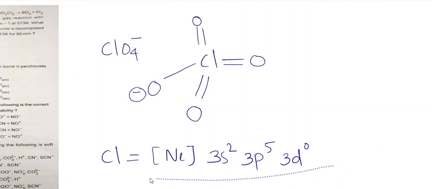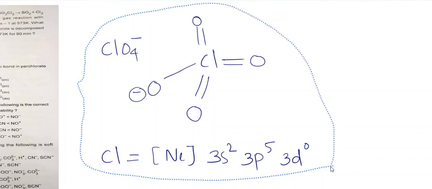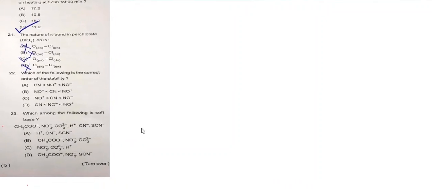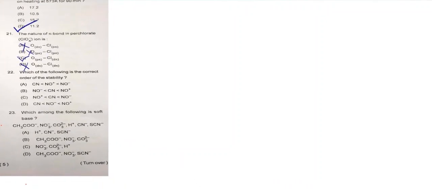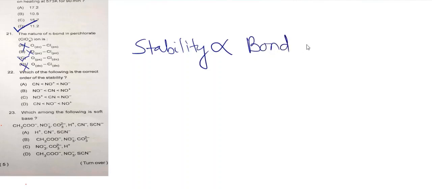Question number 22 is also a very basic and common question from chemical bonding. Which of the following is the correct order of stability? Here stability is asked, and we know that stability is directly proportional to bond order. The more the bond order of the compound, the more will be its stability.